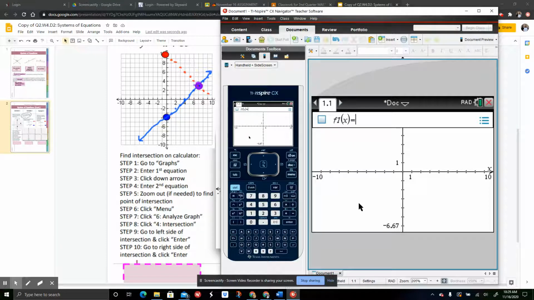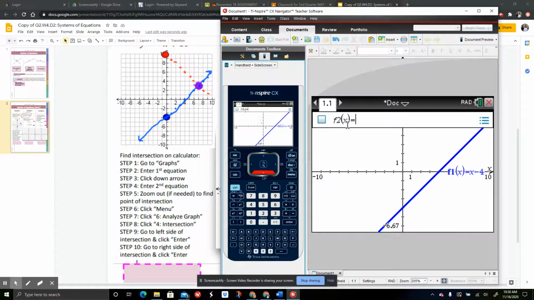It says enter the first equation. The first equation is x minus 4. So I'm going to type x minus 4, but do not press enter. You want to press the down arrow because this is the first equation. That's why it says f1x. We're going to arrow down. See, it says f2x, that means the second equation. The second equation is negative x plus 10. Now that I have both equations there, I can press enter. And as you can see, your graph looks just like we drew it earlier.